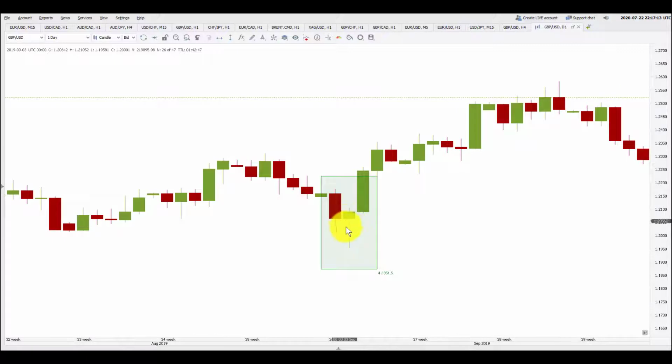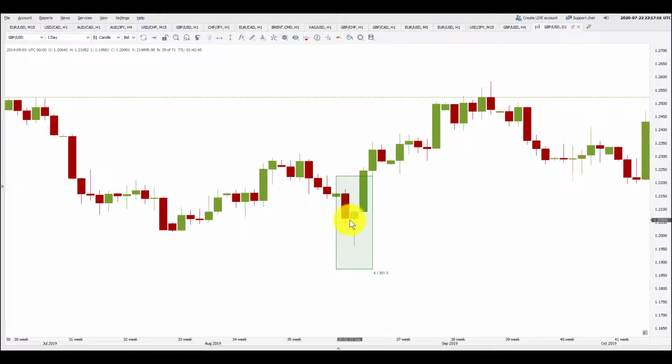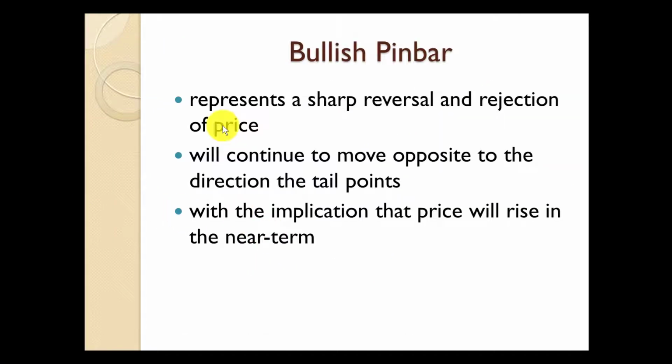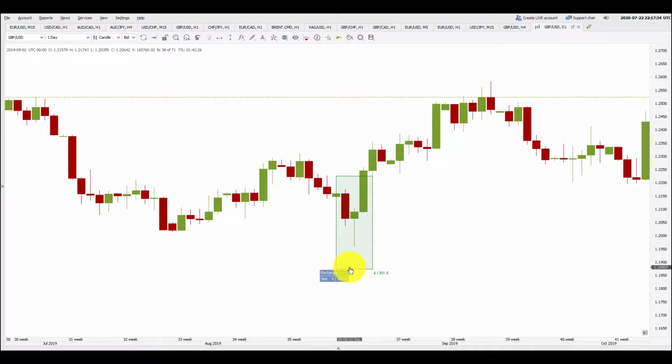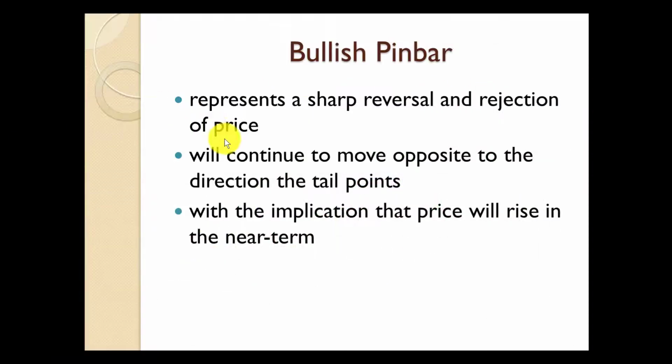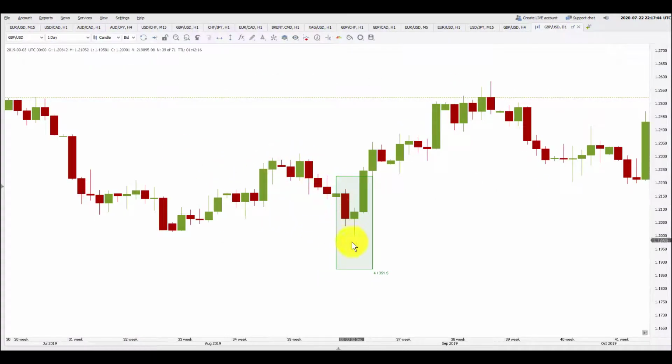So this is the type of pin bar that is known as a bullish pin bar. And you can see after the bullish pin bar is formed, the price starts moving in a direction which is, as we just mentioned, opposite to the direction the tail points. In this case, the tail was pointing down south, so the price started moving northwards. It is as simple as that. Also, it represents a sharp reversal and rejection of price. Yes, it is happening here. The price was going down, and from here there was a sharp reversal and the price started moving upwards.